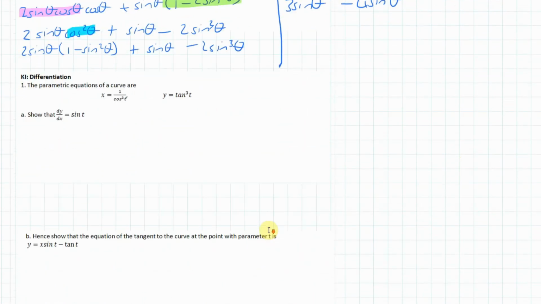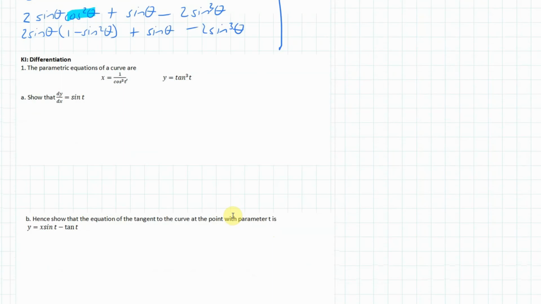The next question is a parametric equations differentiation question. So what we want to do here is find dx/dt, and then find dy/dt. Ultimately we know that dy/dx is going to be equal to dy/dt by dt/dx. But first we want to differentiate each of these. So let's do dx/dt.